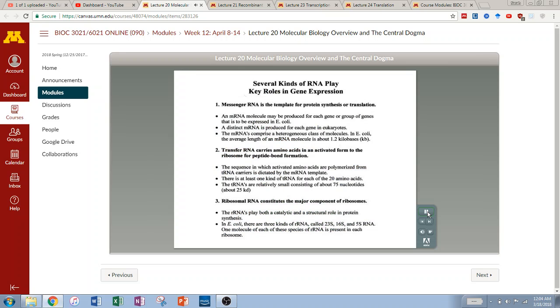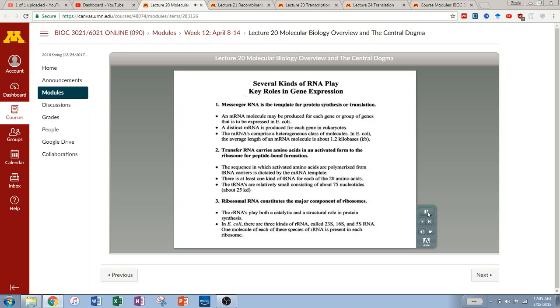Three types of RNA are involved in gene expression. Messenger RNA is the template for protein synthesis or translation. A messenger RNA molecule may be produced for each gene or group of genes that's present in E. coli. A distinct messenger RNA is produced for each gene in eukaryotes. The messenger RNAs comprise a heterogeneous class of molecules. In E. coli, the average length of a messenger RNA molecule is about 1.2 kilobases.